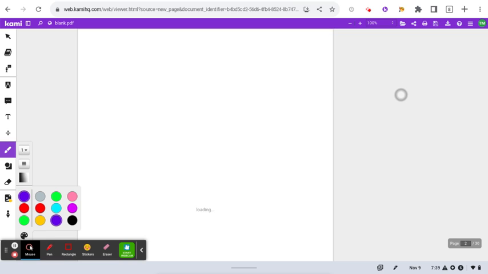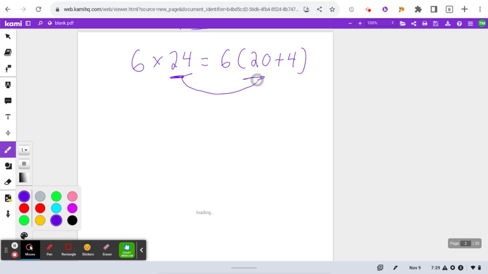When using the distributive property, if you had a number like this, 6 times 24, you can rewrite it with the distributive property as 6 times 20 plus 4. You're breaking down that 24 into two numbers that will make it easier to multiply. And then you'd add them together. You know that 6 times 20 is 120. And you know 6 times 4 is 24. And then you can add those together. You get 144.